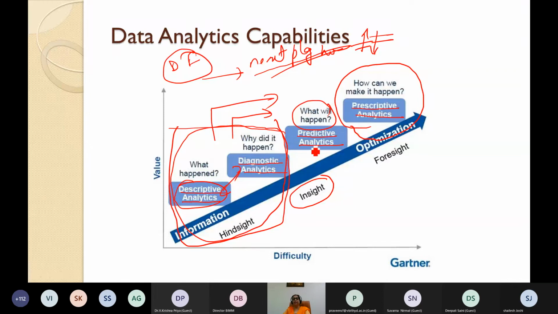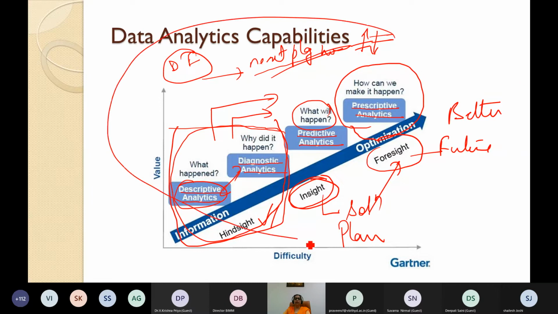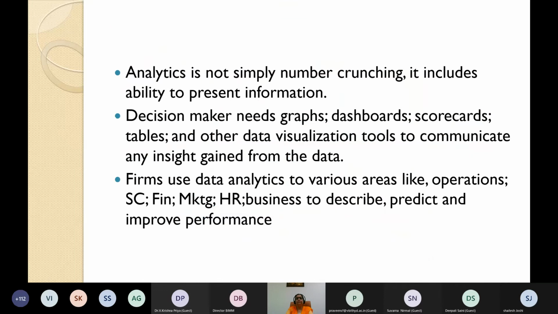So this can be the insight and this can be the foresight, wherein you are planning for the future. Looking at the past data, you bring in some insight into the present, and using this insight, bring in some logical solutions or plans. You have foresight for a better future. So this in overall is data analytics, and it is defined on two terms, value and difficulty. We'll come back to this again, and this has been given by Gartner.